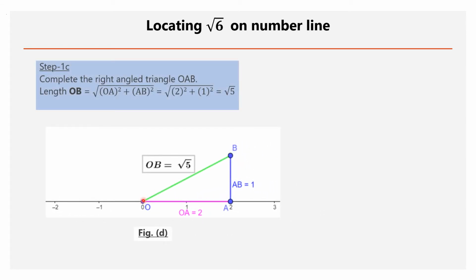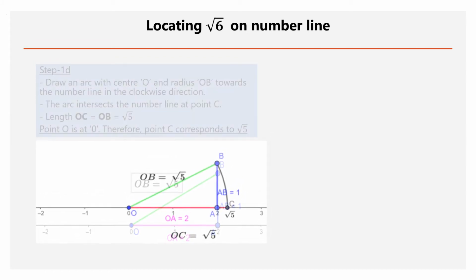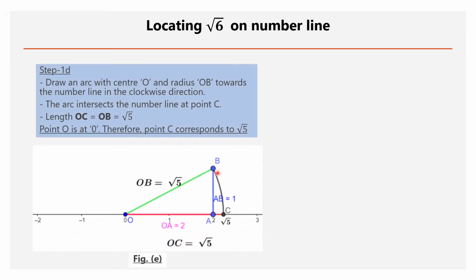Next, let us join points O and B so that we have right angled triangle OAB, as the base is 2 units length and perpendicular is 1 unit length. Hypotenuse is square root 5. Now, to mark square root 5 on the number line, what do we do?